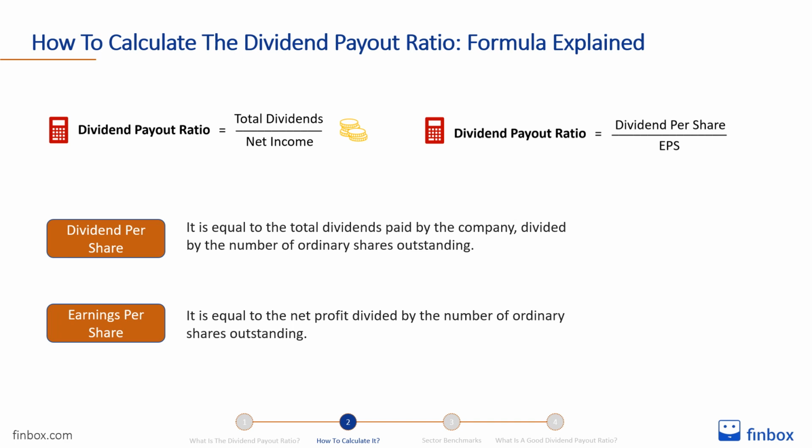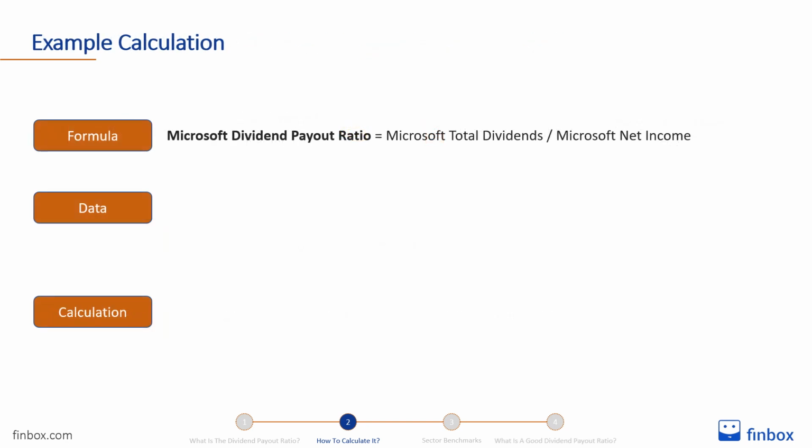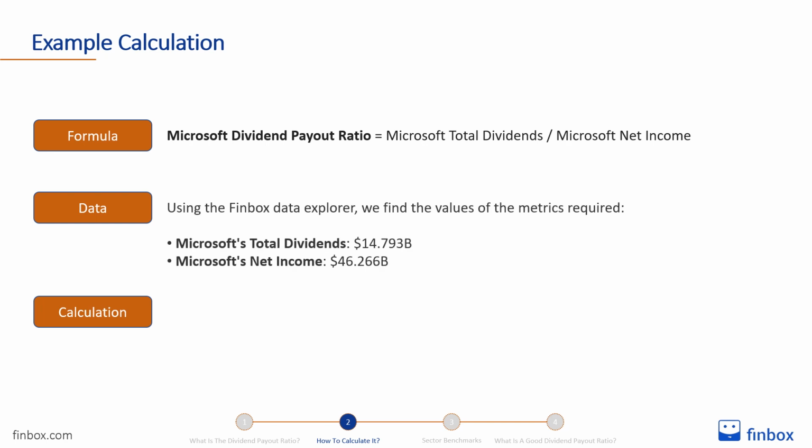We can use the formula mentioned earlier to calculate Microsoft's dividend payout ratio. Using the Finbox Data Explorer, we can find values of the metrics required for the calculation: Microsoft's total dividends and Microsoft's net income. We can now make the calculation by dividing the total dividends by the net income. Microsoft's dividend payout ratio is 32%. That means that Microsoft pays 32% of its earnings to shareholders while retaining the rest to invest and grow the business.